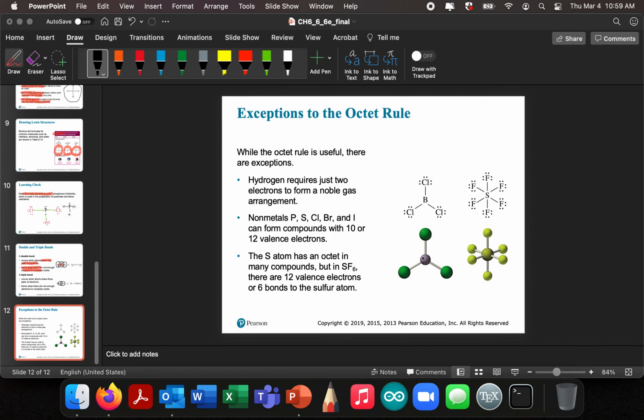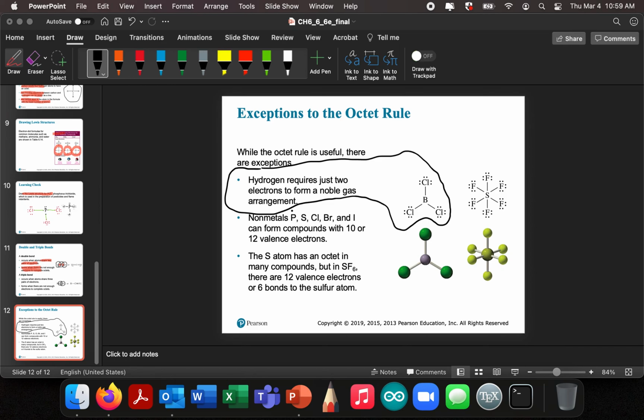Extremely exceptional, right? We're used to things having 8, right? Except hydrogen, and we've seen hydrogen so much that it doesn't bother us. Maybe hydrogen only has 2 in its outer shell. Boron has 6. Its outer shell is not filled.